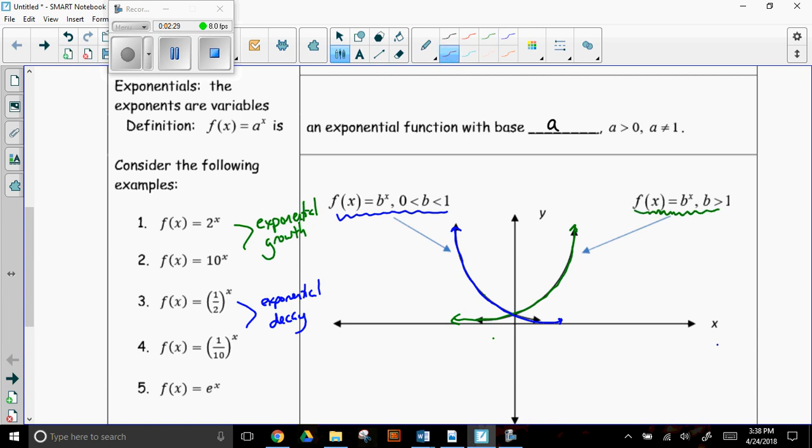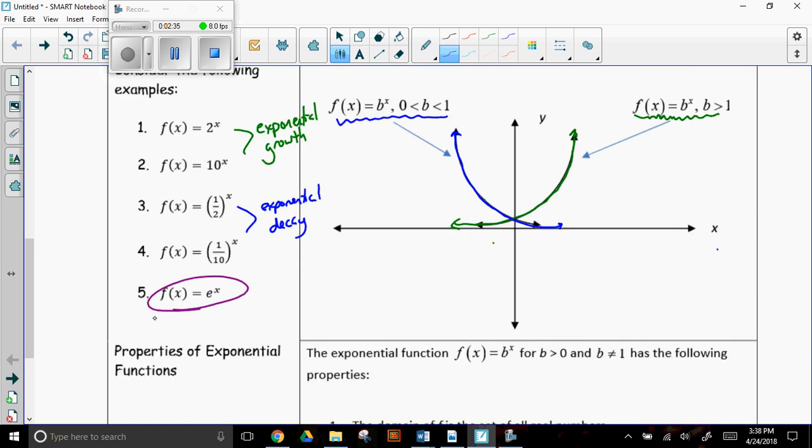And last but not least, the new piece for today, and it's not really new, this is an exponential growth model as well. It's an exponential growth model because e is roughly 2.718. It's an approximation. Kind of like pi, e is a number that we are going to use consistently.